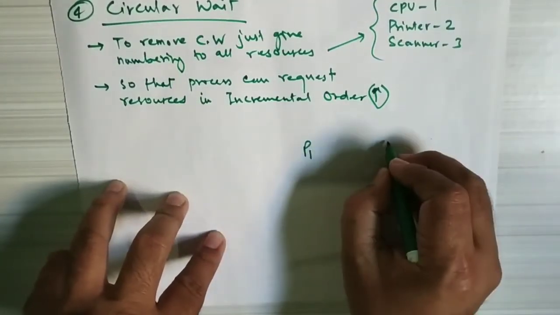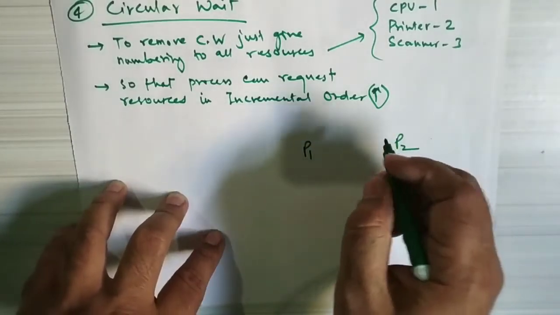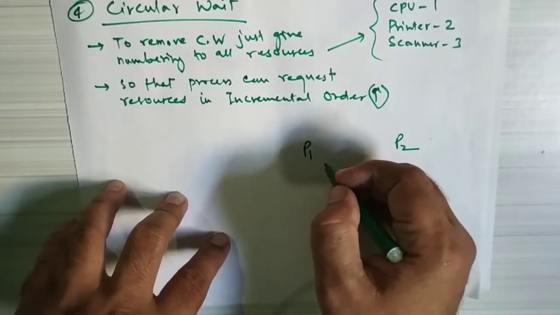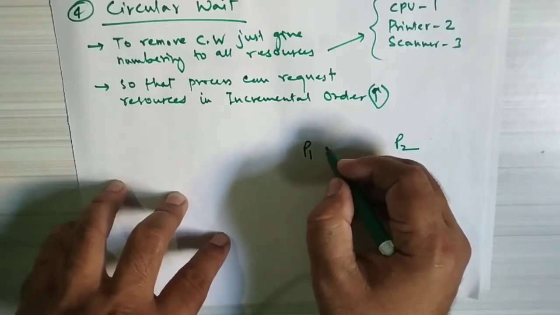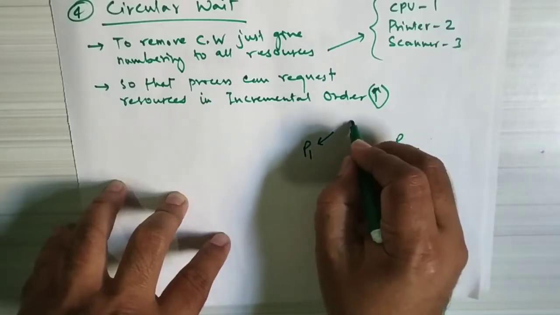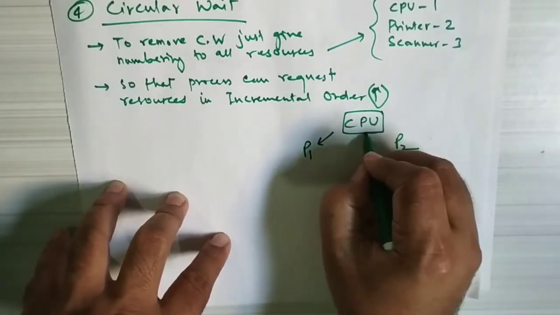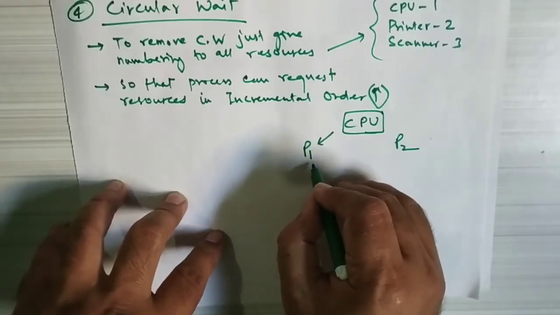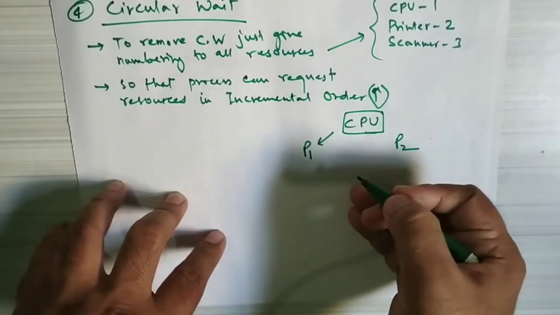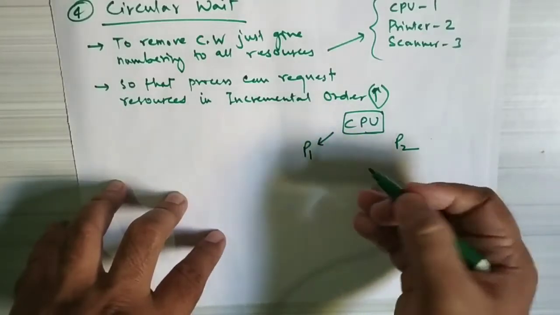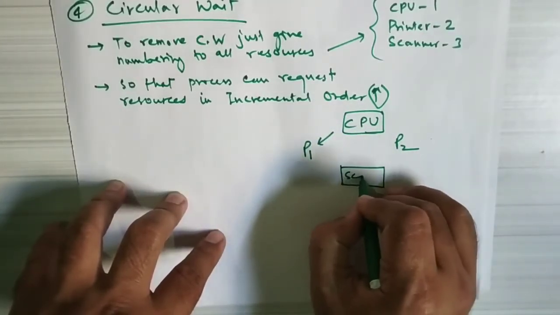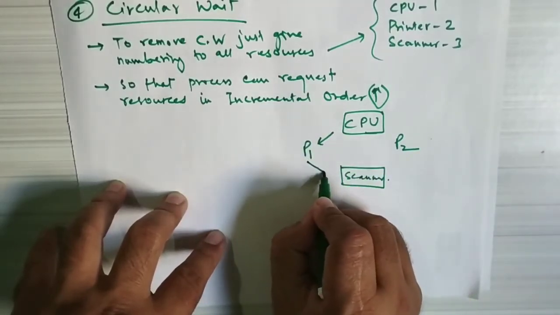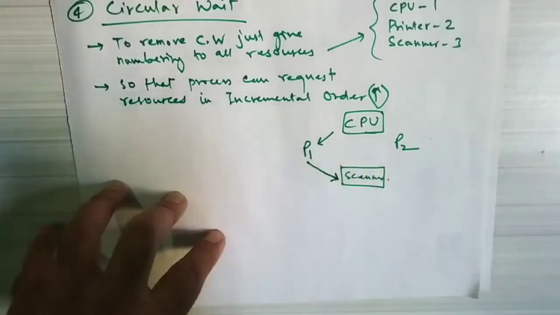This is process 1, and this is process 2. Process 1 already has one resource, that is CPU. Now it is asking for the next, it has the requirement of the scanner also. So P1 wants this scanner, that is resource number 2.